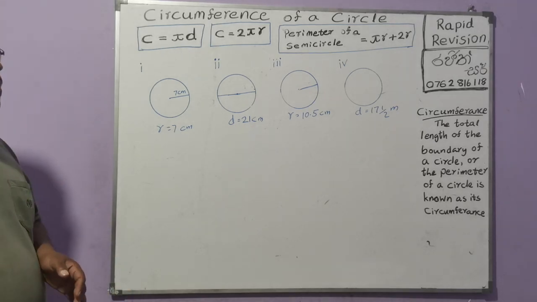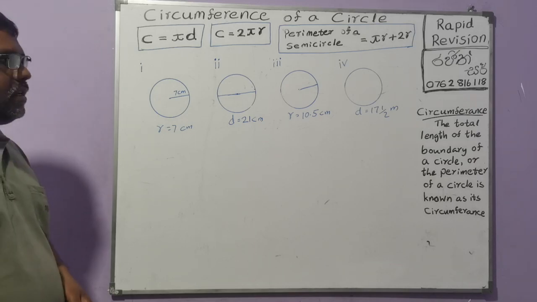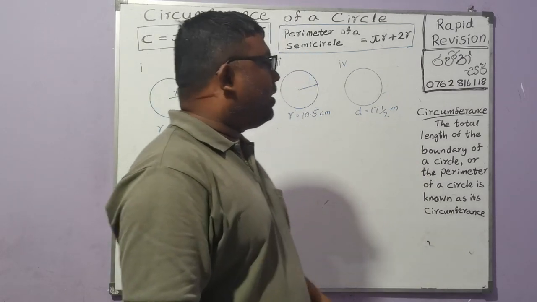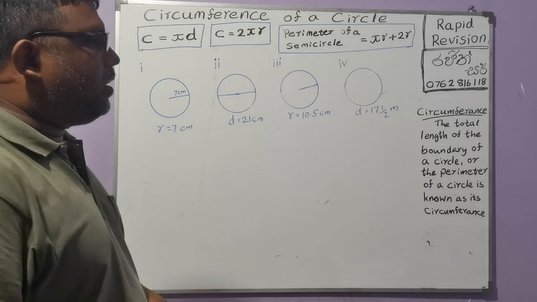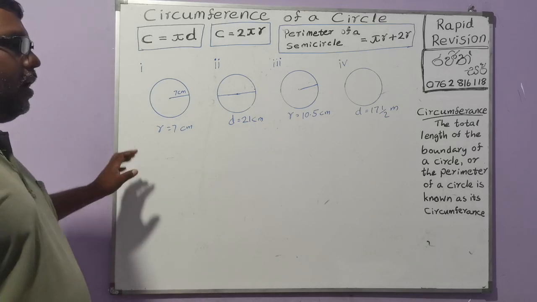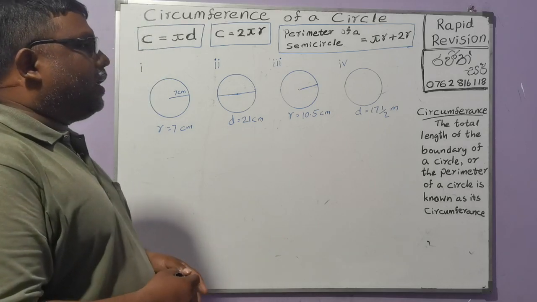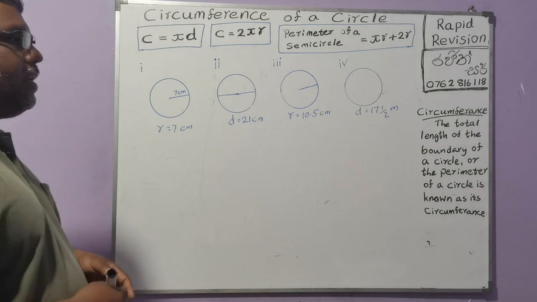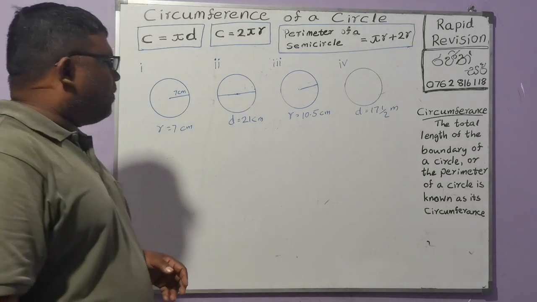Okay, first of all we should know what the meaning of the circumference is. You can see I have written here: the total length of the boundary of a circle, that we call the circumference. Or we can say the perimeter of a circle is known as the circumference.